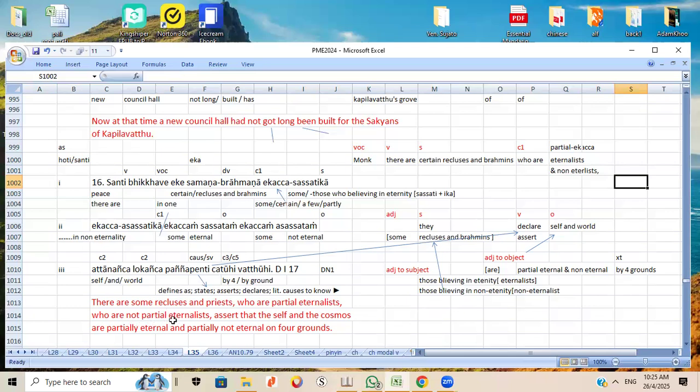partial non-eternalists. So this part, I think the English is not so good. Then this one is okay: assert. This one is assert that the self and the cosmos, the world, loka, the cosmos, are partially eternal or partially non-eternal.